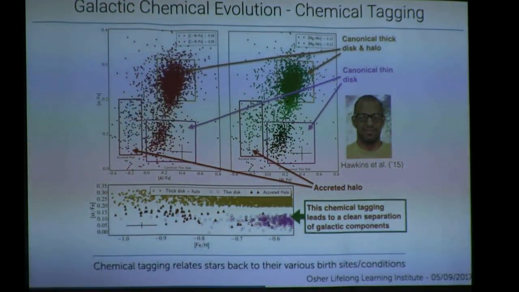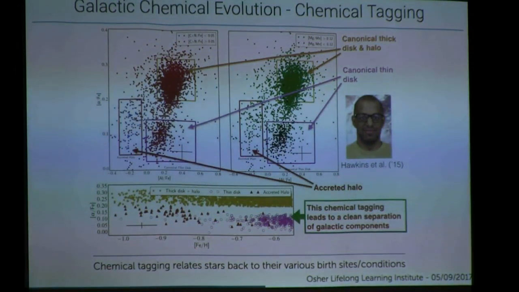Okay, so we can actually track those patterns in individual dwarf galaxies and in the Milky Way, and we see those various turnovers, which is related to the mass of those galaxies and hence the star formation history of those galaxies.